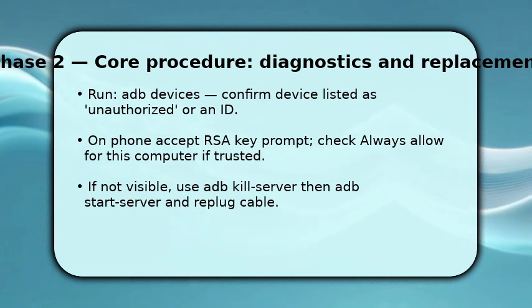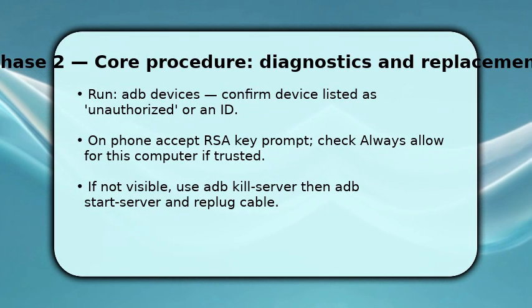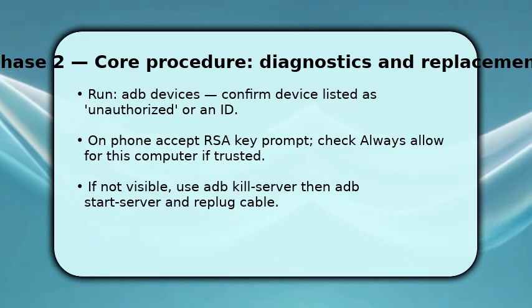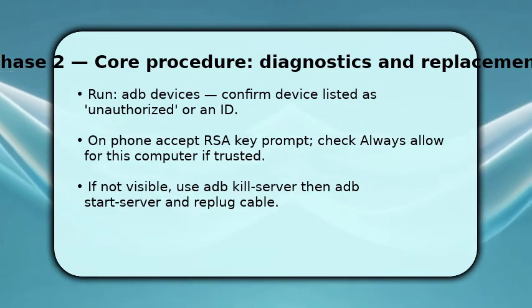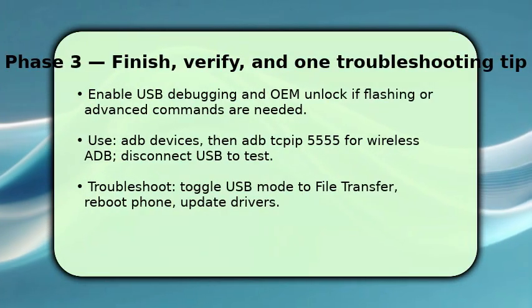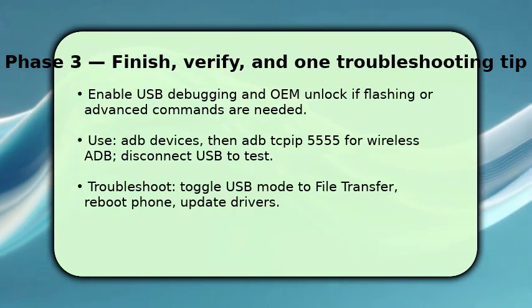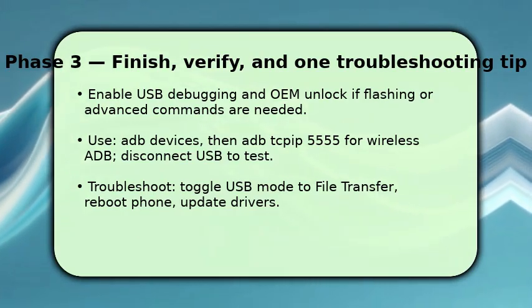To complete, enable persistent ADB access by confirming USB debugging, and if required for low-level tasks, OEM unlock. For wireless use, run adb tcpip 5555, disconnect USB, then connect via adb connect phone IP:5555. This frees you from cables.